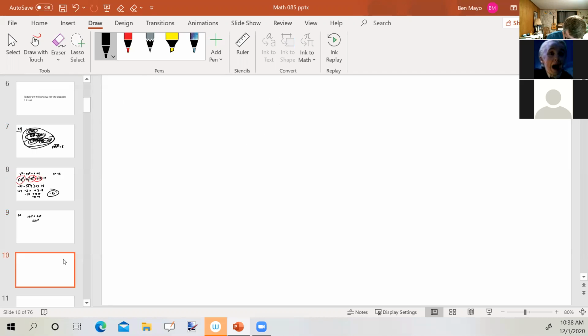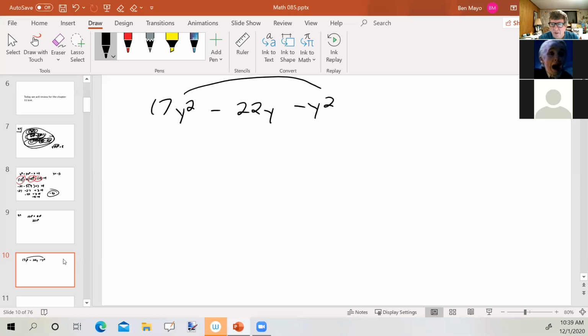Let's see here. 17y squared minus 22y minus y squared. Simplifying this polynomial, we would combine those two like terms. 17y squared minus 1y squared would be 16y squared minus 22y. Okay, let's say we've got, how about this one?